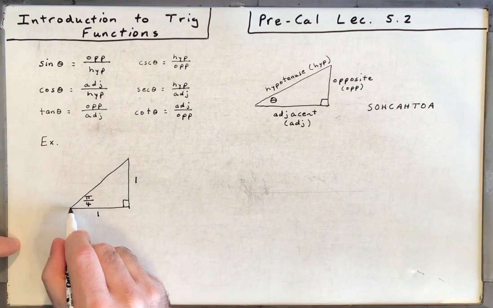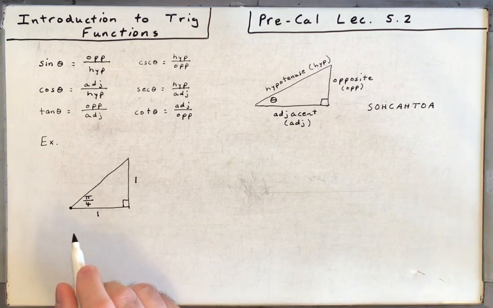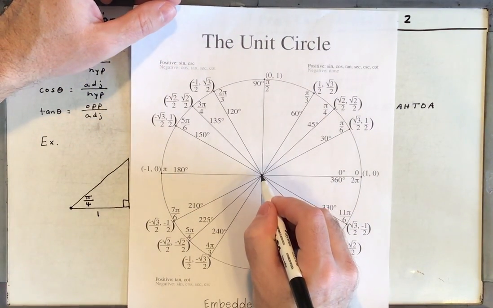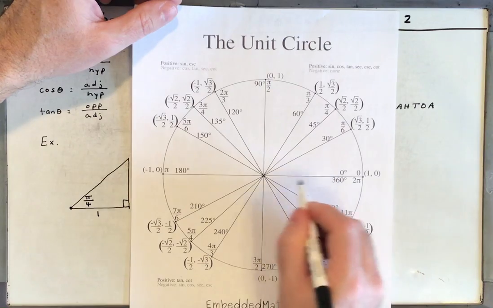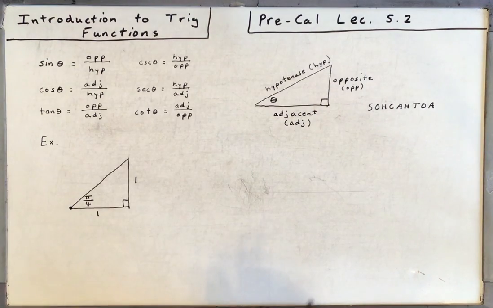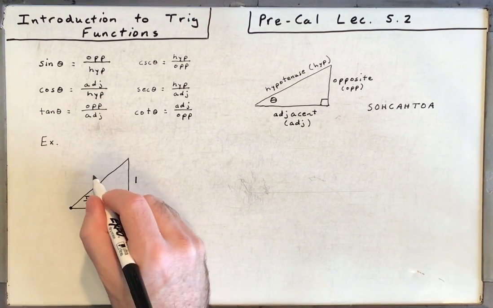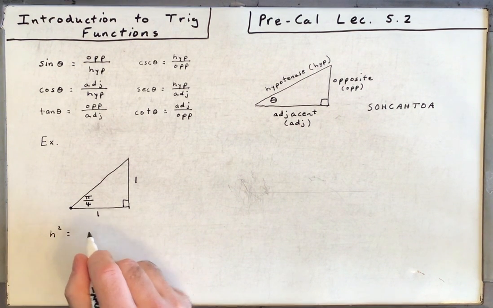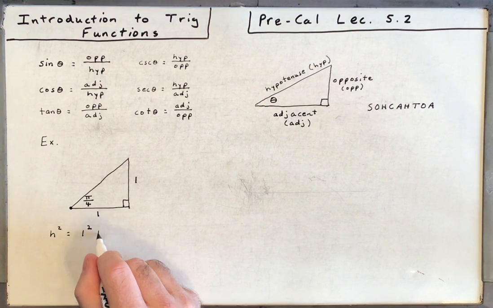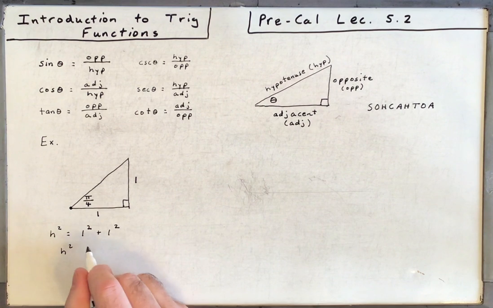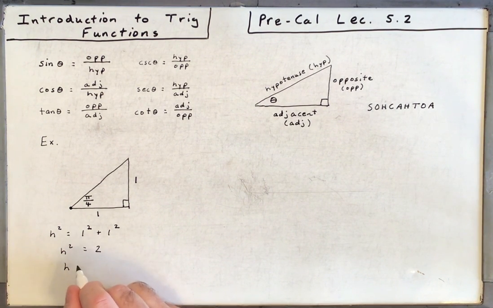If this is the center of the circle, what we're talking about on the unit circle is making a triangle from the center of the circle, at 45 degrees, or pi over 4 radians. We can get the hypotenuse because the hypotenuse squared is going to be the two sides squared added together. So the hypotenuse squared is equal to 2, and the hypotenuse would be the square root of 2.